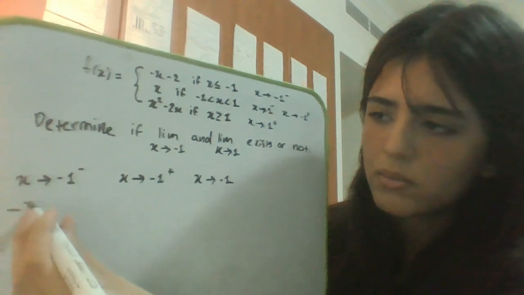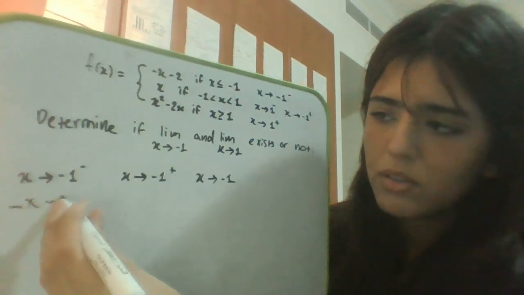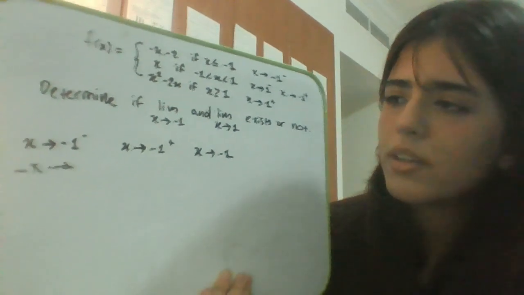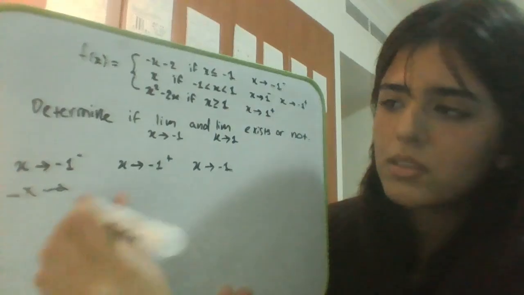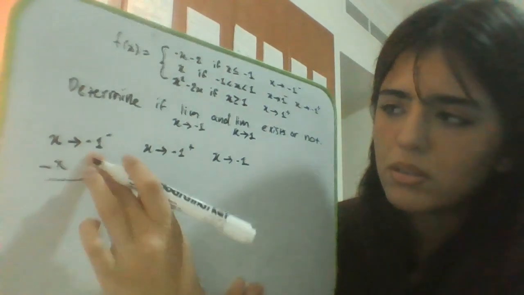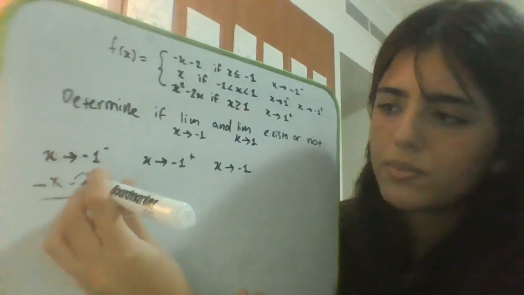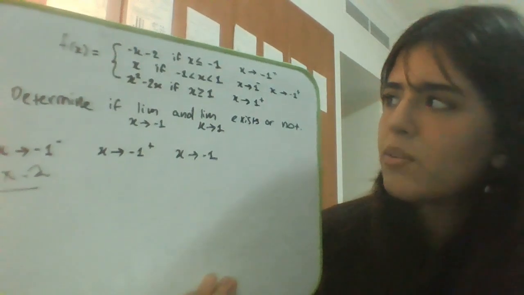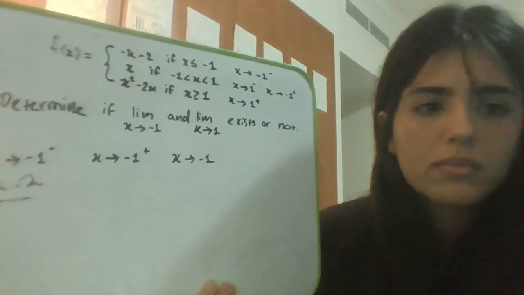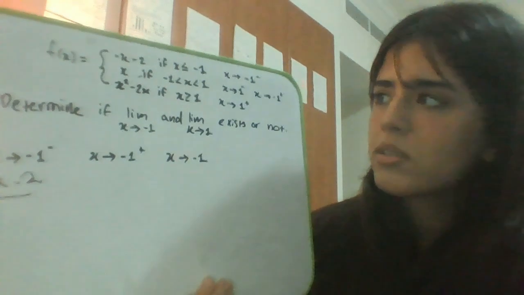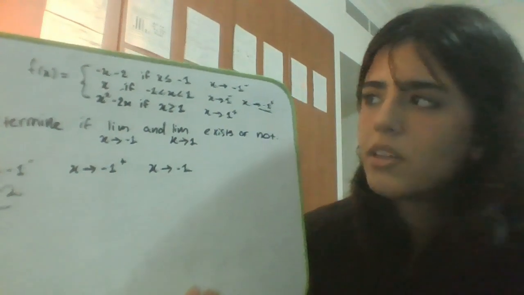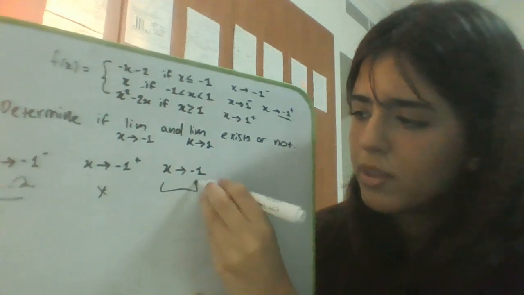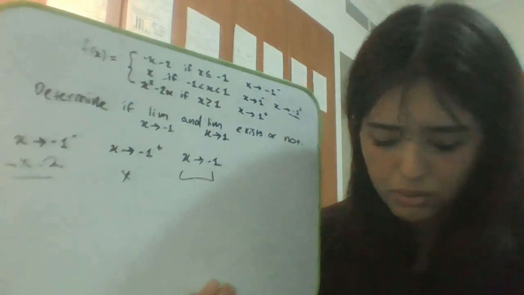-x minus 2. Okay, sorry, excuse my writing. I'm writing with my left hand, okay? -x minus 2 for this equation is the left-sided limit equation, okay? And when x approaches -1 from the positive side, this equation, right? Just x, because it's approaching -1 from the positive side here. So just x. And we'll be able to determine this after finding those two values. So 1 second.